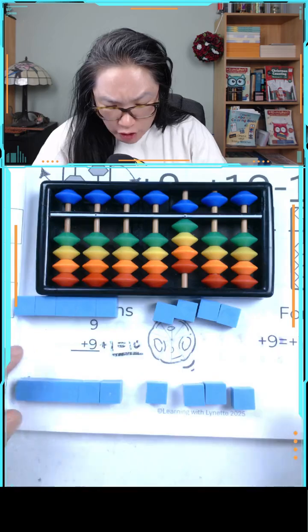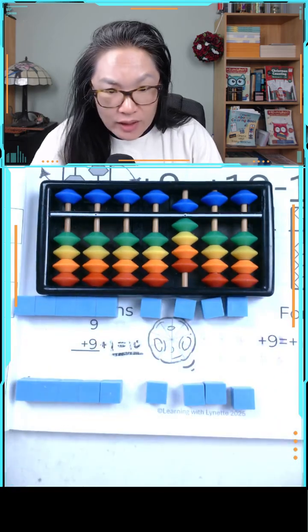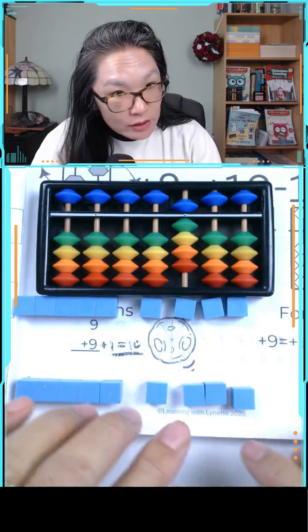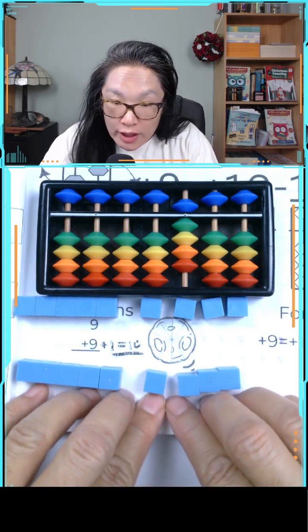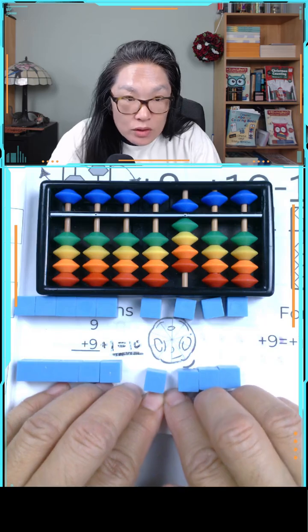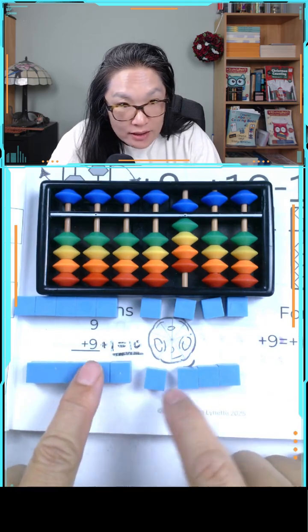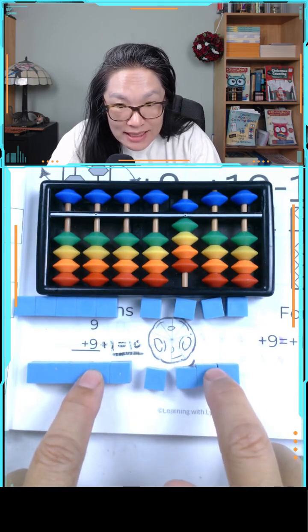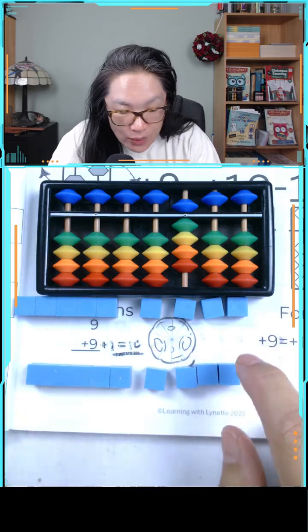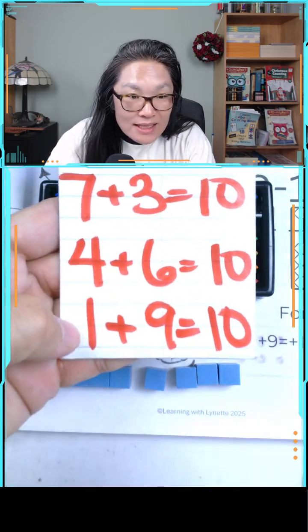You could do what mainstream math does and count up, which is fine. I'm not here to judge. Or you can learn how to regroup. In Abacus world, we learn how to regroup early. We know how to make a 9. To make a 10 out of this 9, we have to take away 1. We have to get 1 from somewhere. The 1 has to come from somewhere.